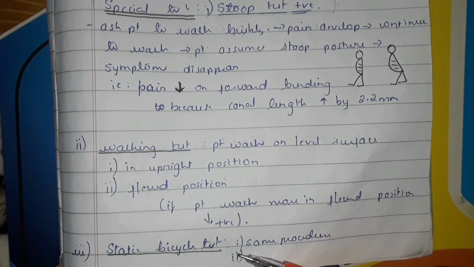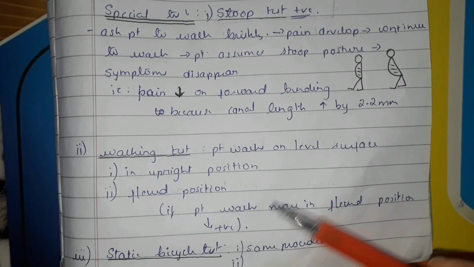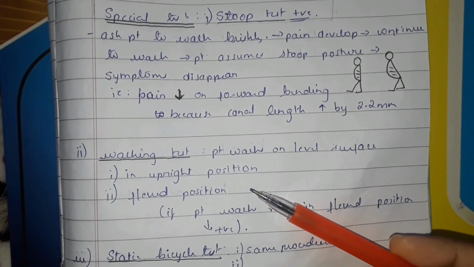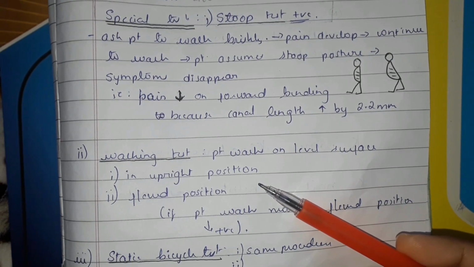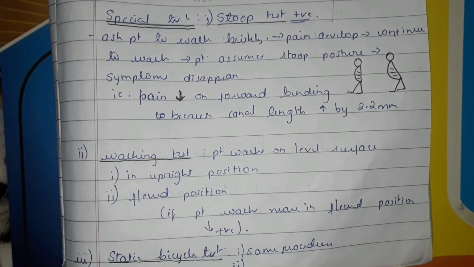And thirdly, we have the static bicycle test. It includes the same procedure. First, the patient is in an upright sitting position. Secondly, the patient is in a flexed position. That is the static bicycle test.